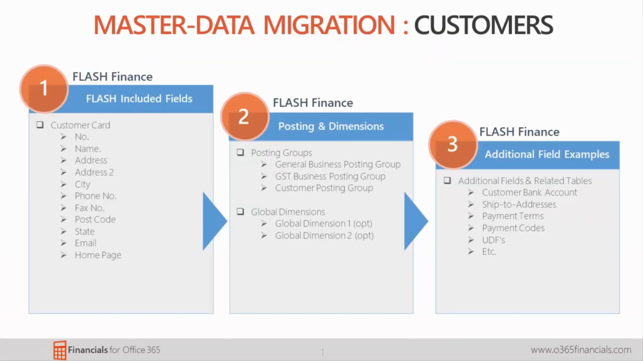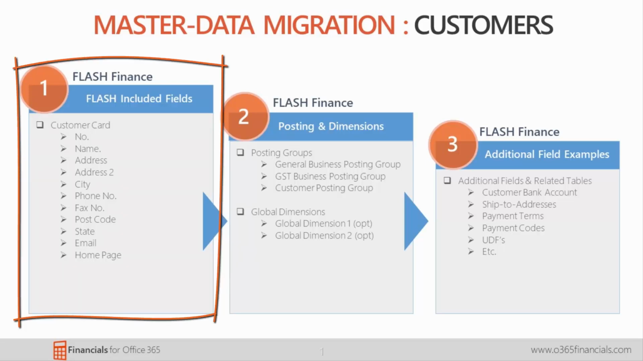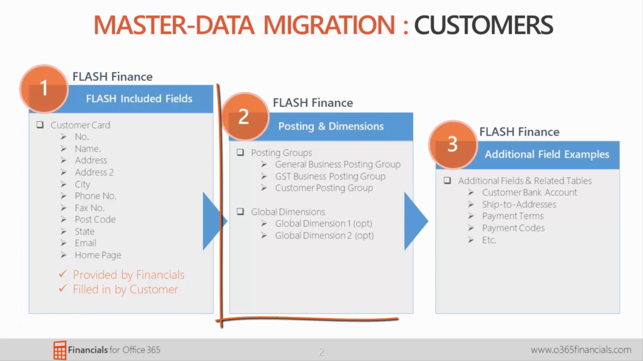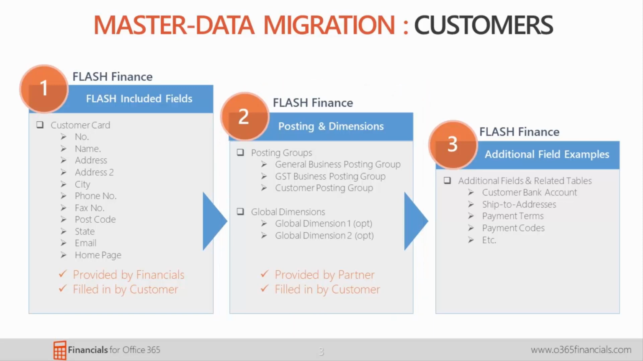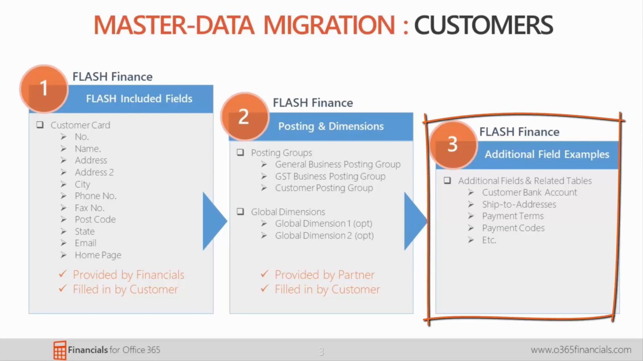The following slide shows 3 different tiers of uploading master data. The first column shows the Flash included fields for customer master data. These fields are already provided by Financials to be filled in by the customer. The next column is dimensions and posting groups. This includes 2 global dimensions, the general business, GST business, and customer posting groups. The third column is for additional fields.